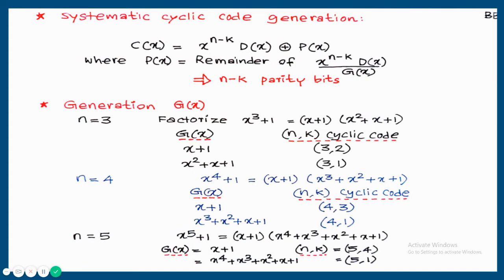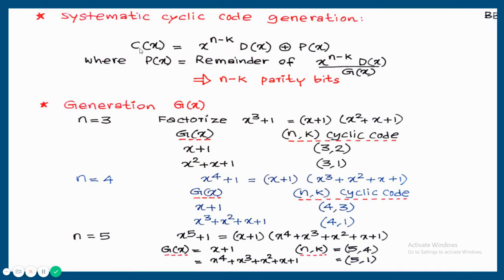Systematic cyclic code generation. C of x is equal to x raised to n minus k into d of x plus p of x. That is, the data polynomial is first multiplied with x raised to n minus k, where n minus k is the number of parity bits. Then that product is divided by the generator polynomial to get a remainder. That remainder should be added to this product to get a systematic cyclic code.